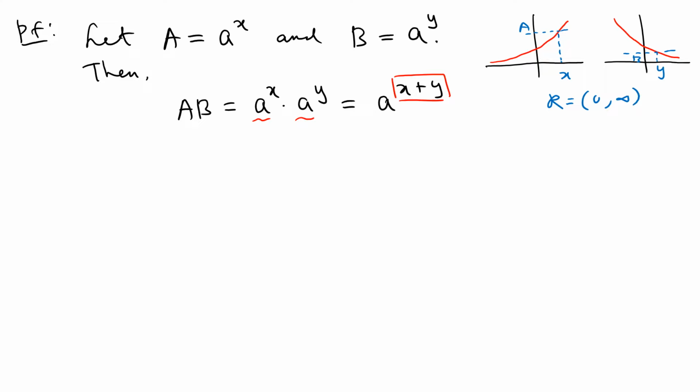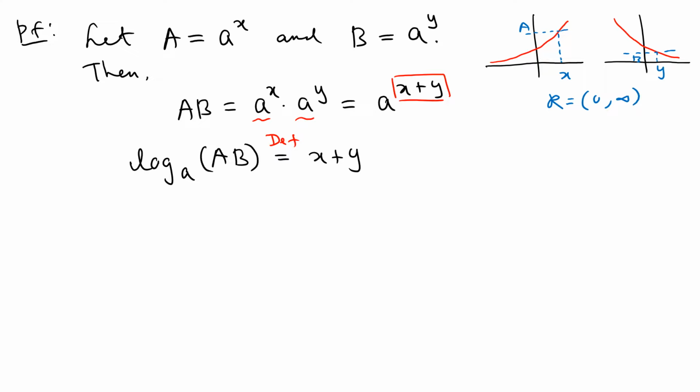Now we write this exponential equation using the logarithmic version. So what's the logarithmic version? This means that the log base a of the number ab is simply equal to the index, in this case x plus y. This is just the definition of the logarithm. So we just use the definition of the logarithm.